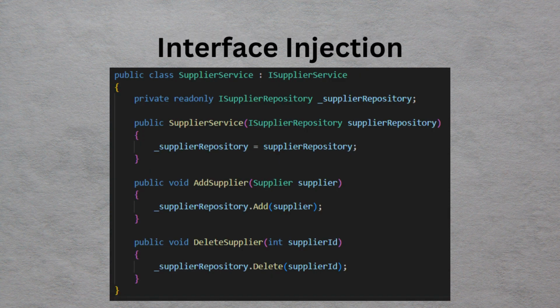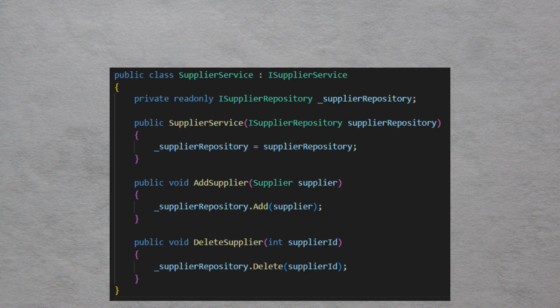Suppose we have a class called supplier service that is responsible for managing supplier data. The supplier service class depends on a supplier repository class to interact with the database. Here is the code for the supplier service class. In the code snippet, we are passing the supplier repository class as an interface to the constructor of the supplier service class. This approach makes the code more maintainable, testable, and scalable.